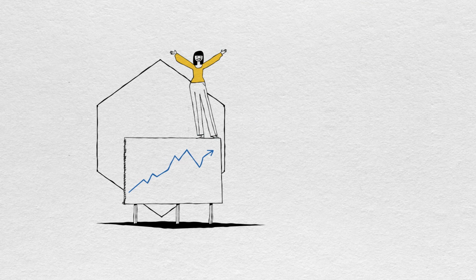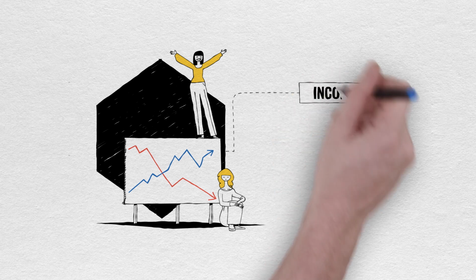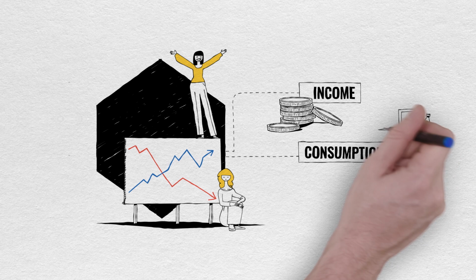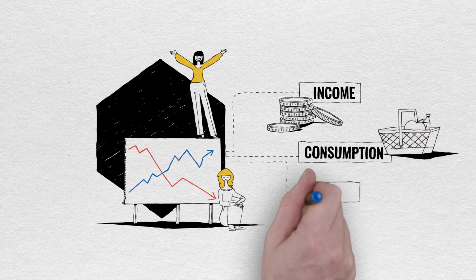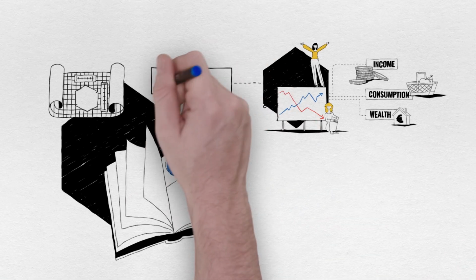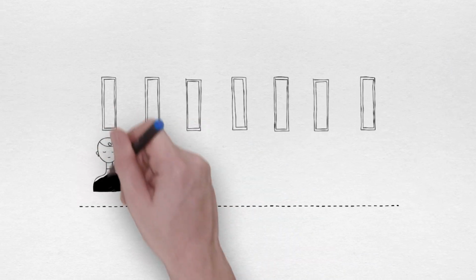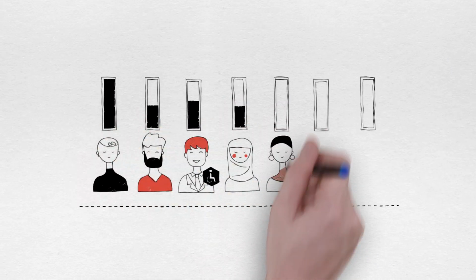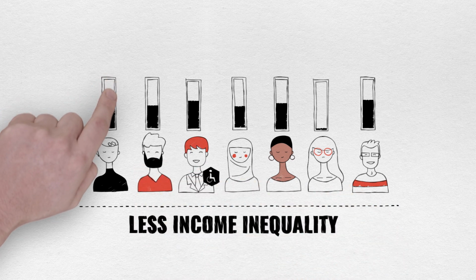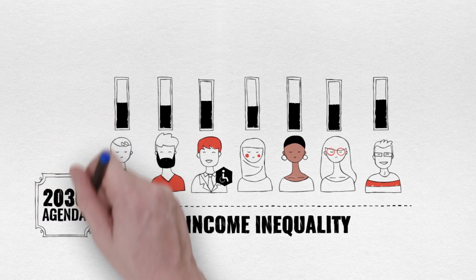The focus is on economic inequality, which is the difference between people in terms of income, money received, consumption, goods and services purchased, wealth, the sum of assets. These concepts are explained in Volume 1 on the theoretical background and trends. Total income equality is neither possible nor desirable. The objective is to have less income inequality, with a focus on extreme disparities, as called for by the 2030 Agenda.